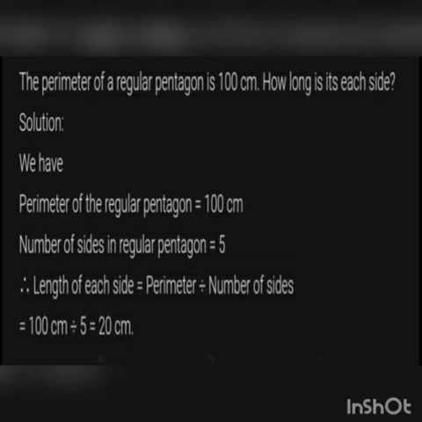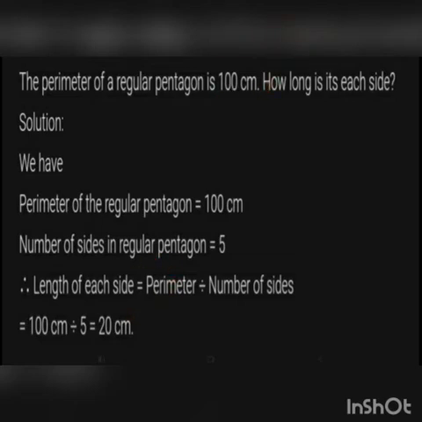Now, a pentagon has 5 sides. So, 5 into side is 100 centimeter, isn't it? The perimeter of the regular pentagon is given as 100 centimeter. The number of sides in a regular pentagon is 5. So, the length of each side will be the perimeter divided by the number of sides. The perimeter of a regular figure is the number of sides into the length of a side. Here, the number of sides is 5. The length of the side we don't know. The perimeter is given. So, in order to find the length, we divide the perimeter by the number of sides. That is 100 divided by 5, 20.